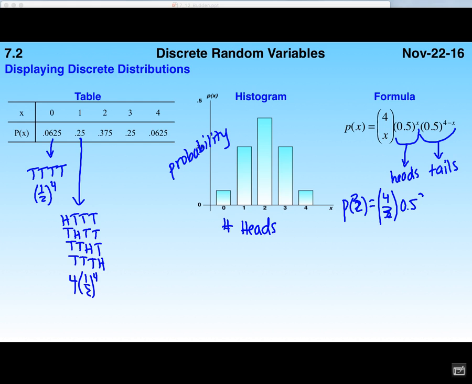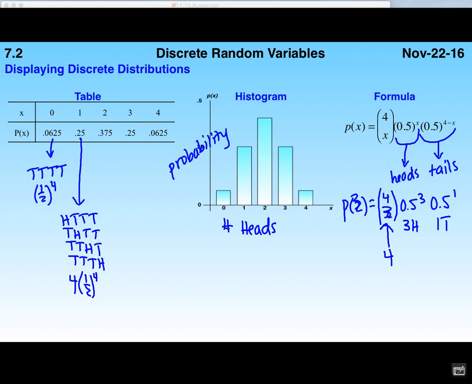So this is 0.5 to the 3rd. This is 0.5 to the 1st. Again, this means I got 3 heads, and then I got 1 tail. This number out in front accounts for all the different orderings. So this is all the possible ways that I can get 1 tail. If I'm flipping a coin 4 times, how many ways can I get 1 tail? 4. Yeah, so that number in this case is just going to be 4. You don't have to know how to calculate that, but I want you to know where this comes from, what this formula means.